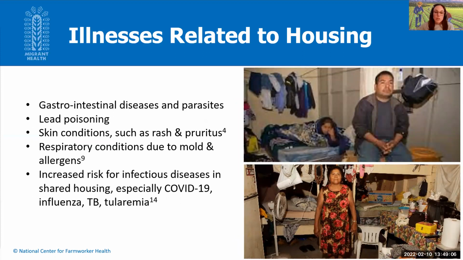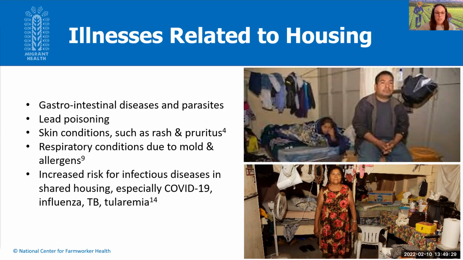So as mentioned in the previous slide, much of the housing available to ag workers is deficient, crowded, and unsanitary, and this adds to their health risks. Some of the common illnesses related to housing that we often see include UTI and intestinal parasites, skin conditions, respiratory conditions, and infectious diseases.